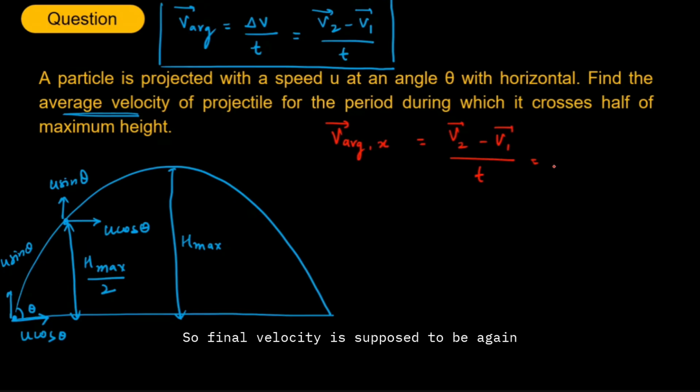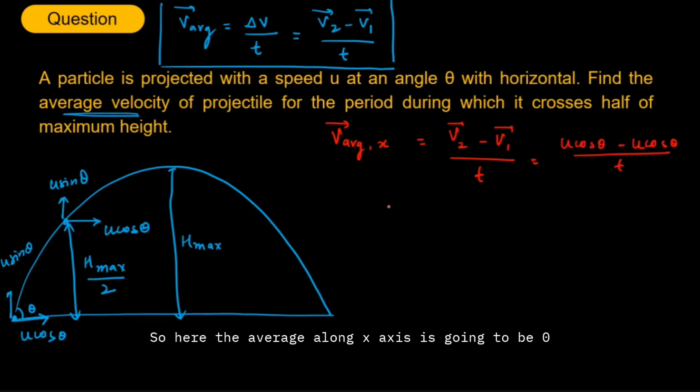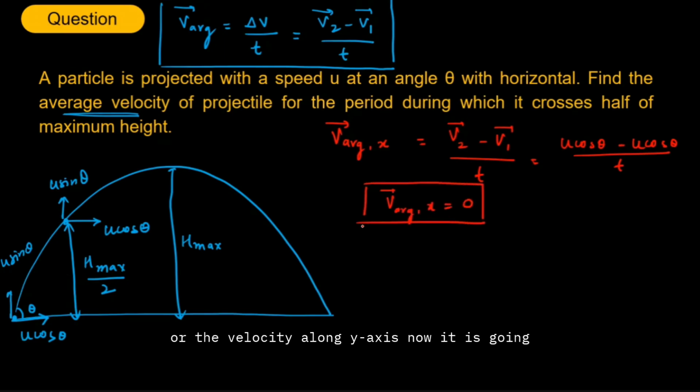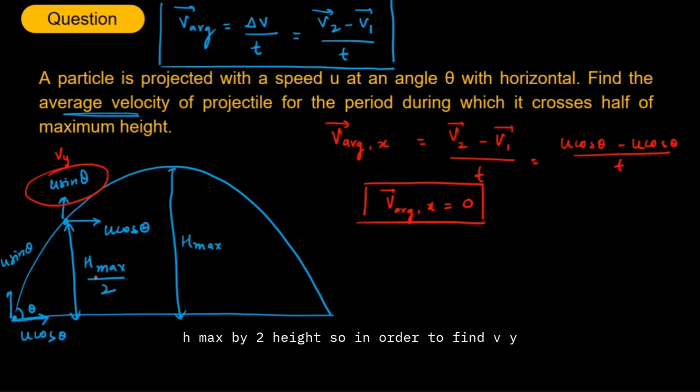So final velocity is supposed to be again u cos theta. Initial velocity is again u cos theta. Time is supposed to be t. So here v average along x-axis is going to be 0. Whereas if we talk about the displacement or the velocity along y-axis, now it is going to be a little tricky. See, so how can we find this Vy after this h max by 2 height?